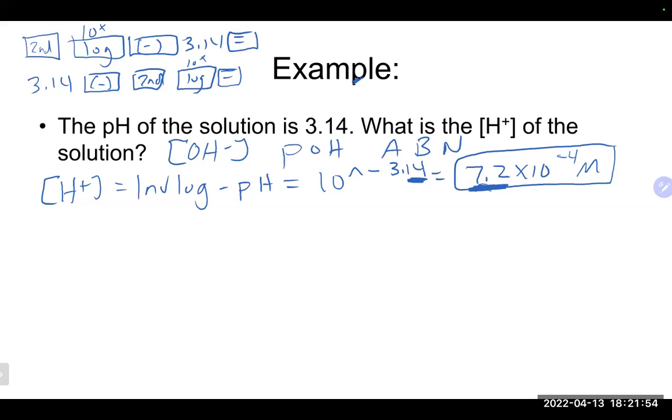Which part? That's how you would punch it into your calculator, depending on which type of calculator. So looking at your calculator, you probably will be rolling with that one up on top. Okay.